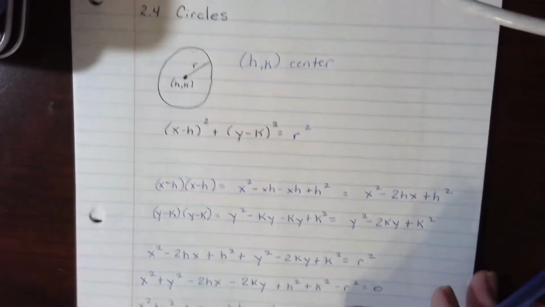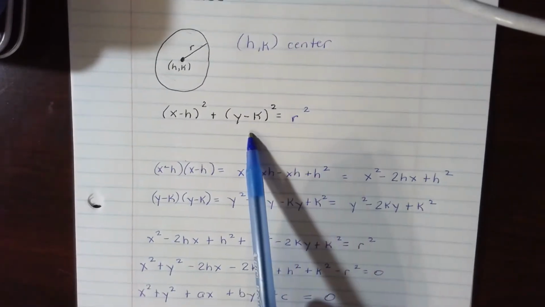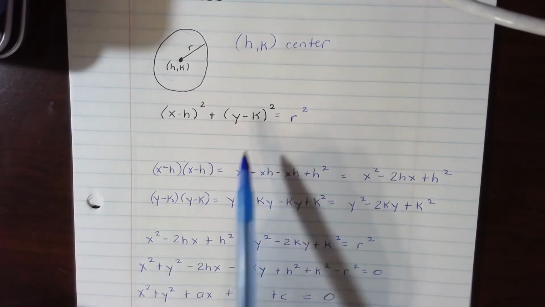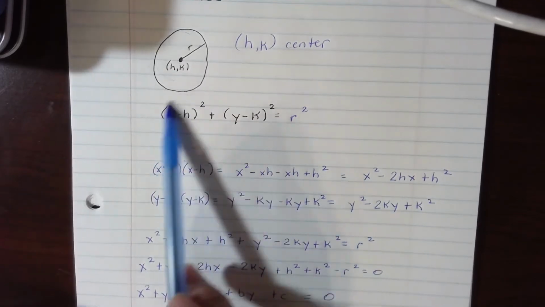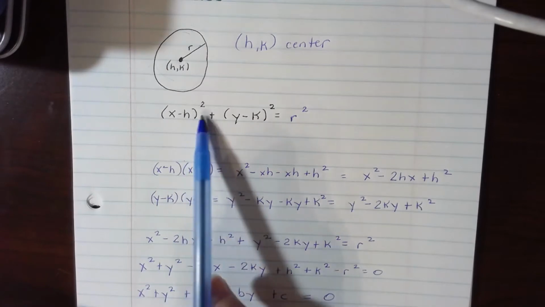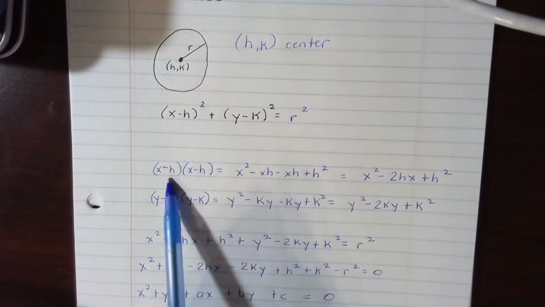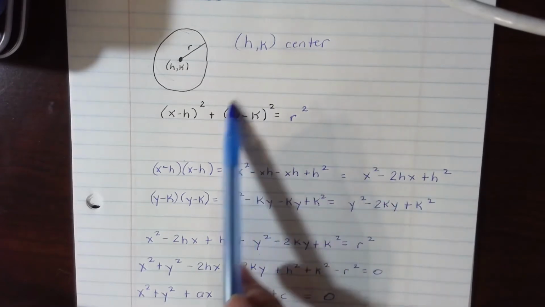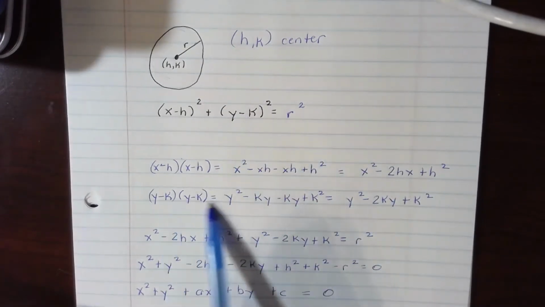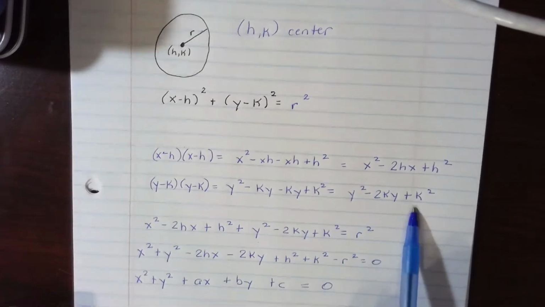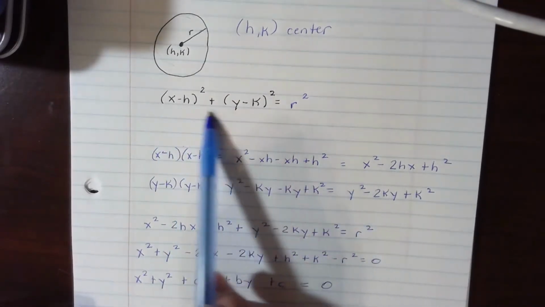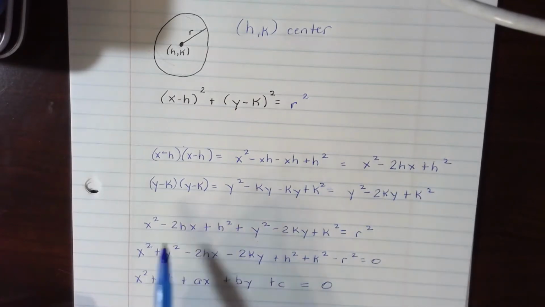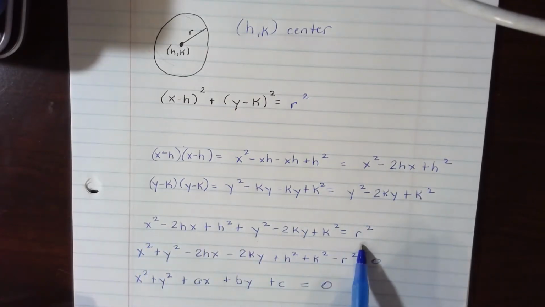It also talks about the general form of the equation, so I wanted to go ahead and show you how they get that. If you take this binomial and multiply it by itself, which is what it means to square it, and simplify it, you get this. And if you take this binomial and square it and simplify it, you get this. So I replaced these two parts with these two. And that's how I got this line right here.